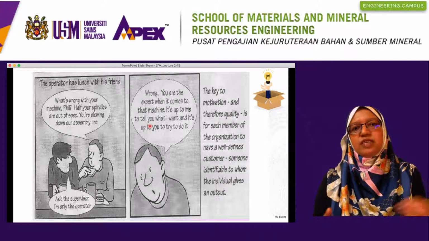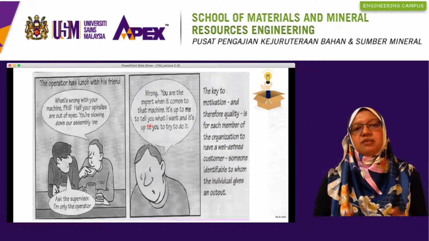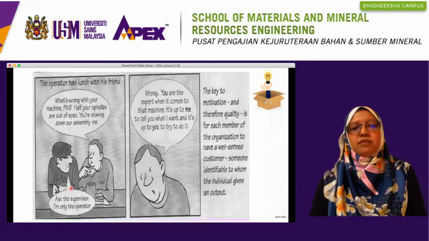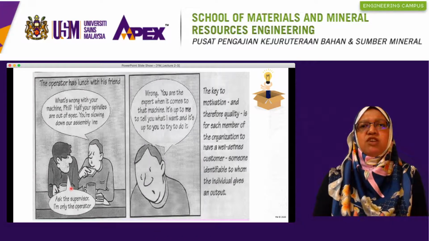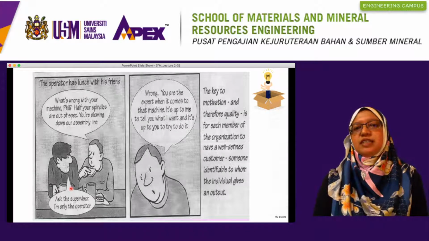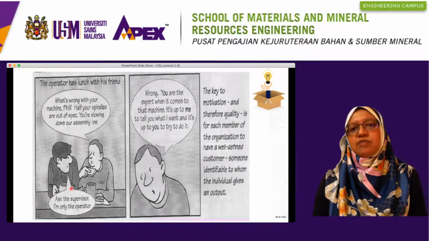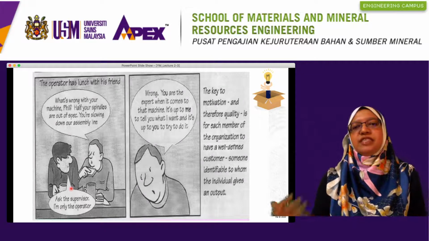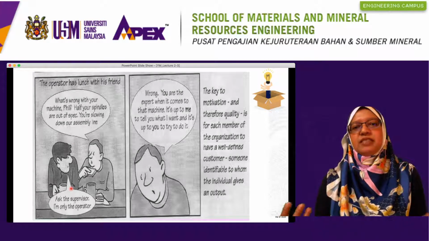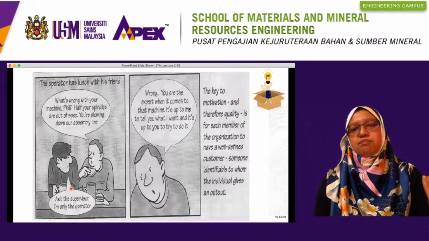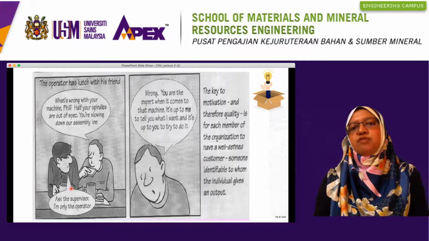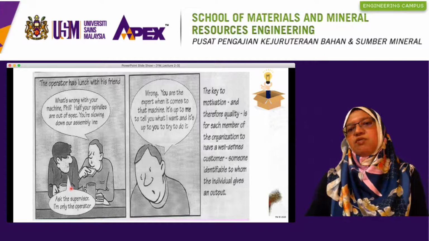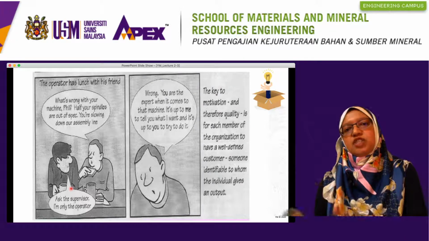So can you see, once there's a break in the chain, then there's a problem. So he still doesn't actually bother. He just said, "Ask the supervisor, I'm only the operator." But his friend said, "Wrong. You are the expert when it comes to that machine." Why? Because he is the one who handles the machine every single day, so he should know better than everyone else. If he knows there's a problem with the machine, he should inform his supervisor and say what they can do to improve so that it won't affect the other stages of the process.